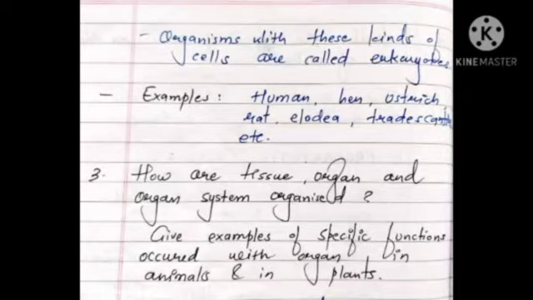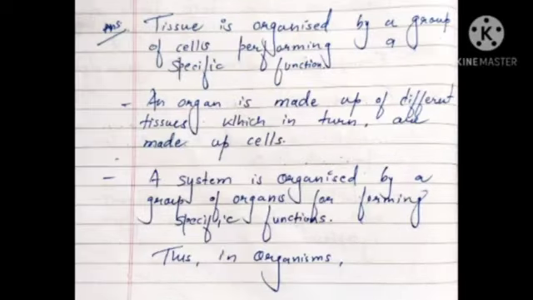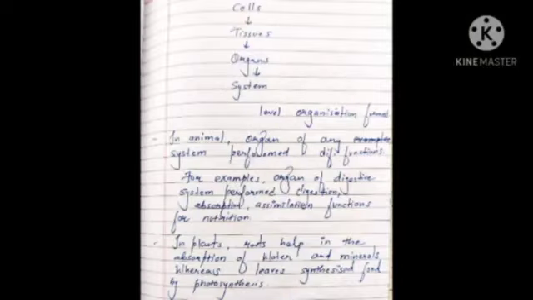Give examples of specific function performed by organs in animals and plants. And the answer is, tissue is organized by a group of cells performing a specific function. An organ is made up of different tissues which in turn are made up of cells. A system is organized by a group of organs performing a specific function. Thus, in organisms, cells, tissues, organs and systems level organization forms.